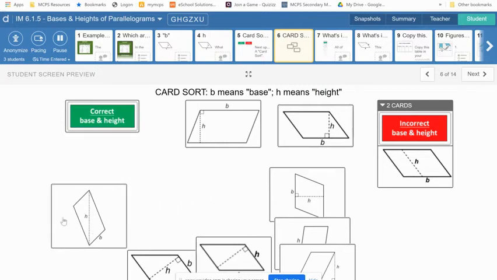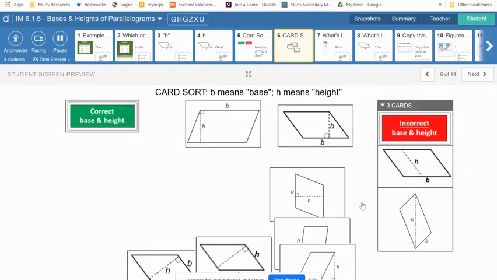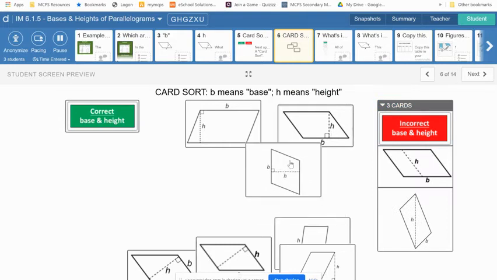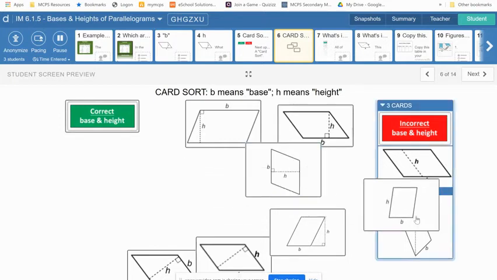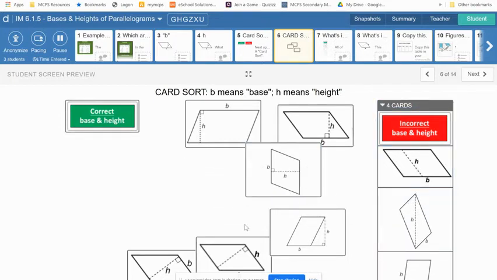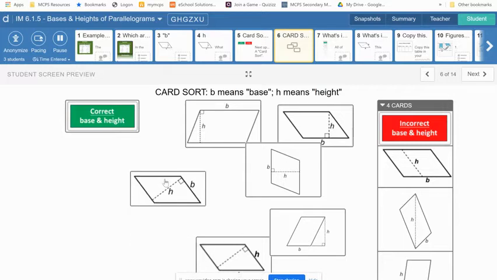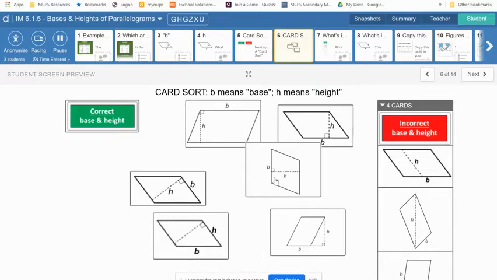For this one, base goes here. Height is going at an angle that is not perpendicular. I don't see a 90-degree angle, so I'm going to put it over here. Let's do the most obvious ones. Okay, so they're saying the base is here, and the height is kind of going at an angle that is not 90-degree angles. So let's put that in the non-examples. All right, looks like everything else has a 90-degree angle.